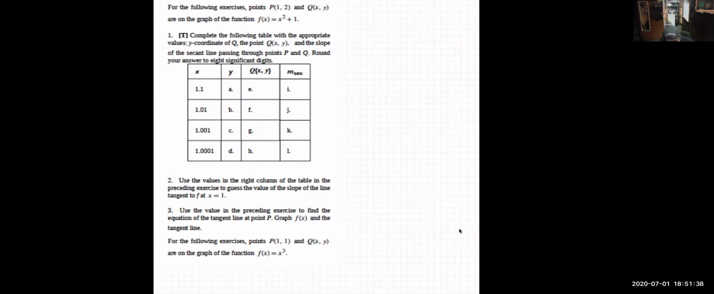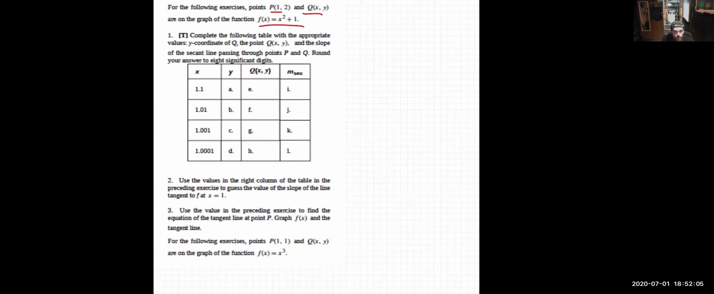Okay, so let's look at what this question's asking. We have some points P(1, 2) and Q(x, y) that are on the graph of the function f(x) = x² + 1. We want to complete the following table with the appropriate values: the y-coordinate of the point Q(x, y), and the slope of the secant line passing through points P and Q. We're going to round to 8 significant digits.